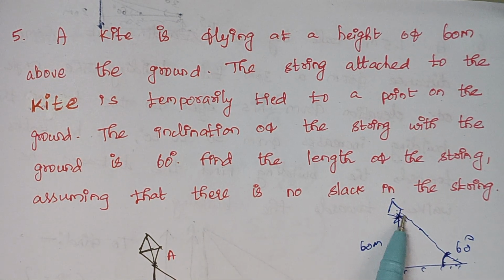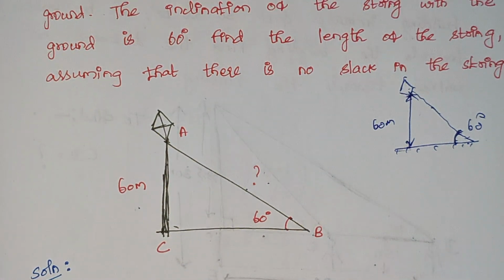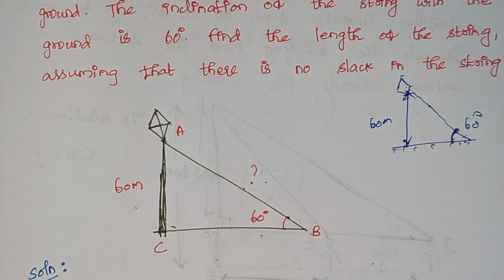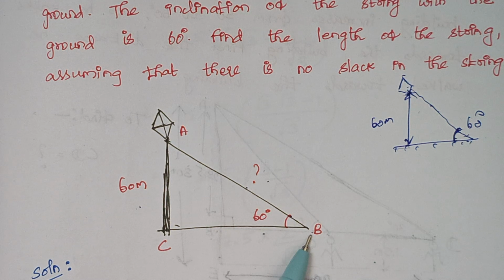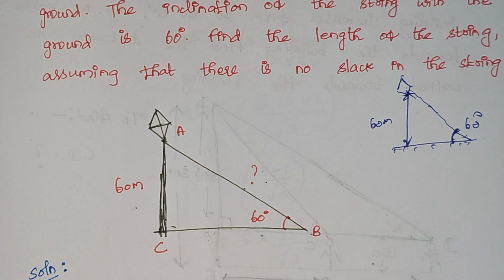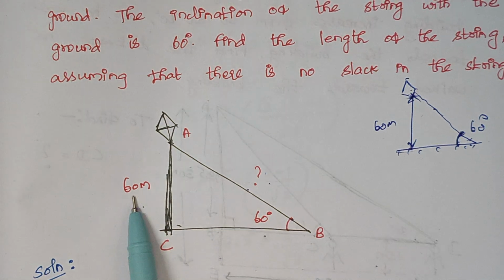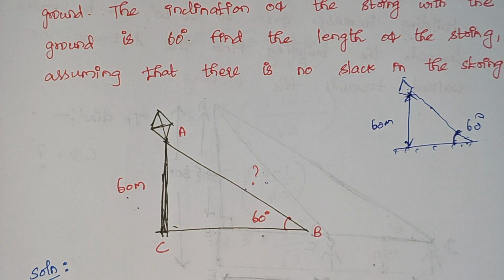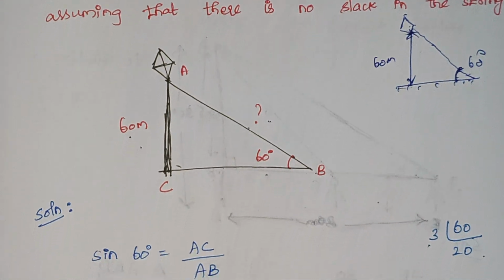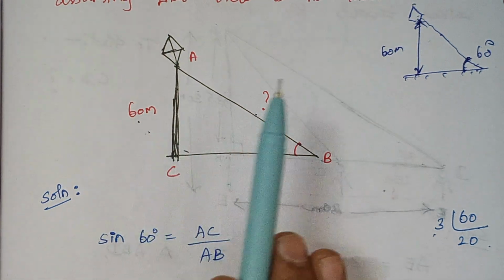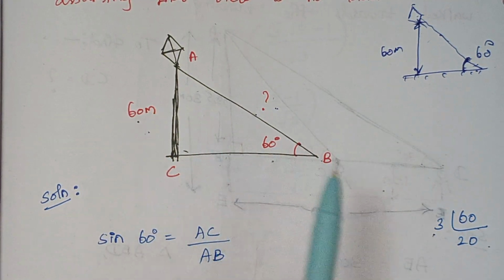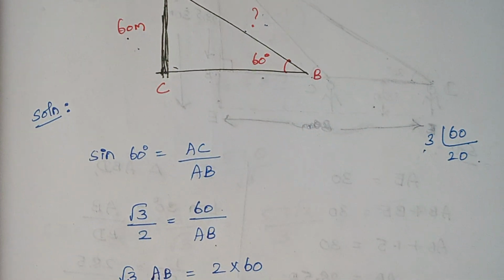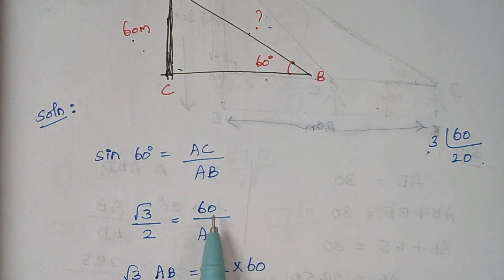So what is the length of the string? From this diagram you see here, this is your length of the string, right? So from a triangle point of view, the side AB is nothing but your hypotenuse, right? Yes. So we know the value of opposite side, right? And we have to find the hypotenuse. So what is the formula we can make use of? We can make use of sine 60 degree. So sine 60 degree is nothing but opposite by hypotenuse, and here it is AC by AB. Right. So just substitute the value. The value of sine 60 is root 3 by 2 and the value of AC is 60.